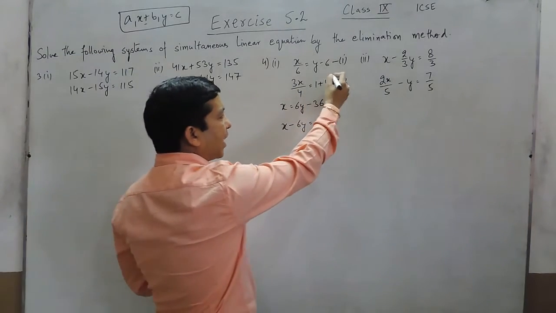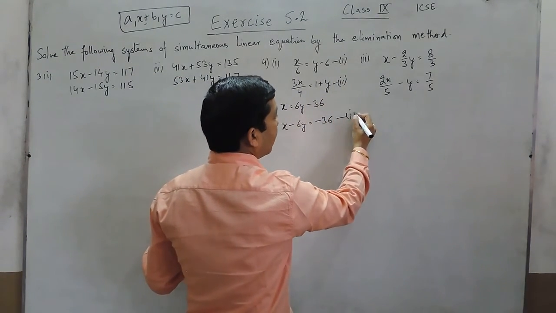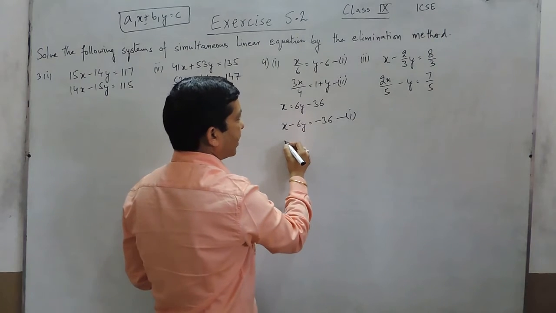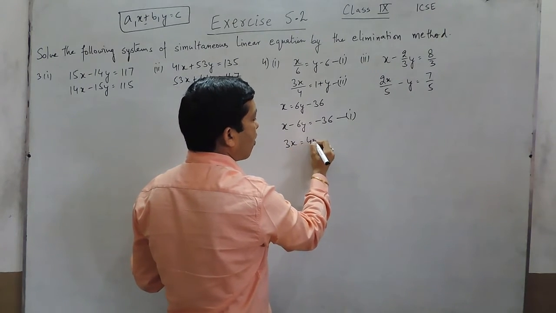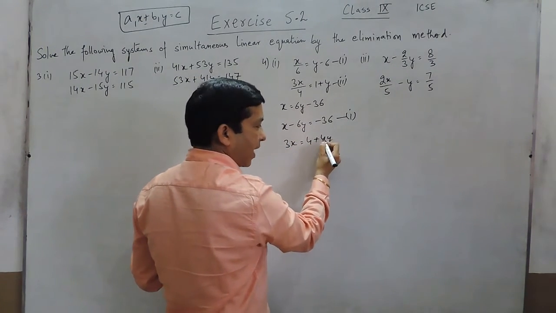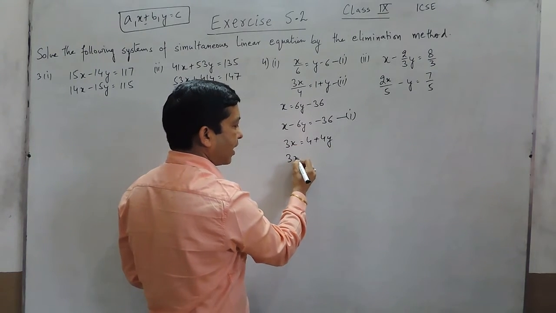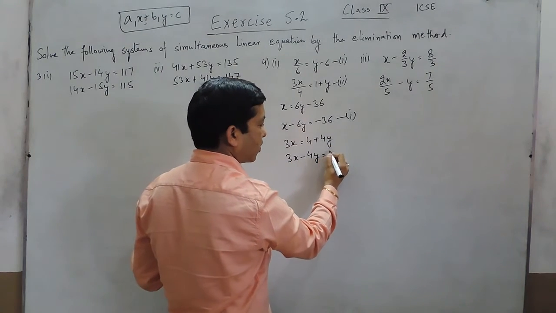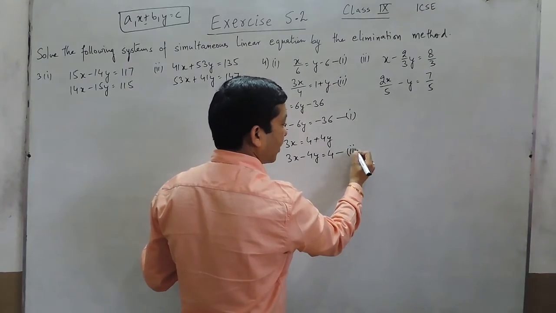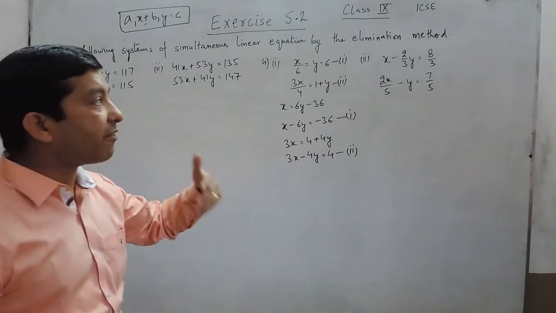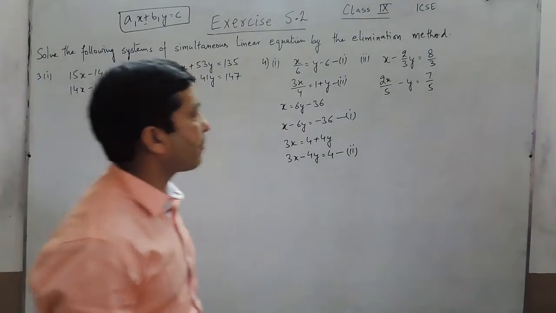If I look at the second equation, again cross multiply by 4, it comes out to 3x = 4 + 4y. When I take this 4y to the left hand side, it is 3x - 4y = 4. So this is the second equation. This is very important, that we should put it in this format.